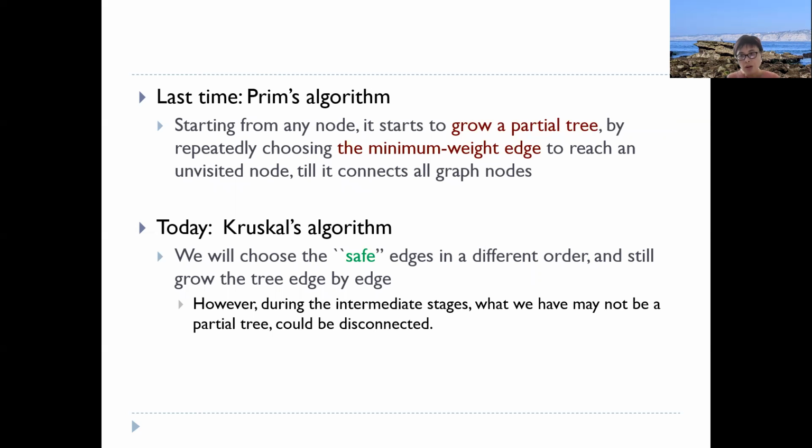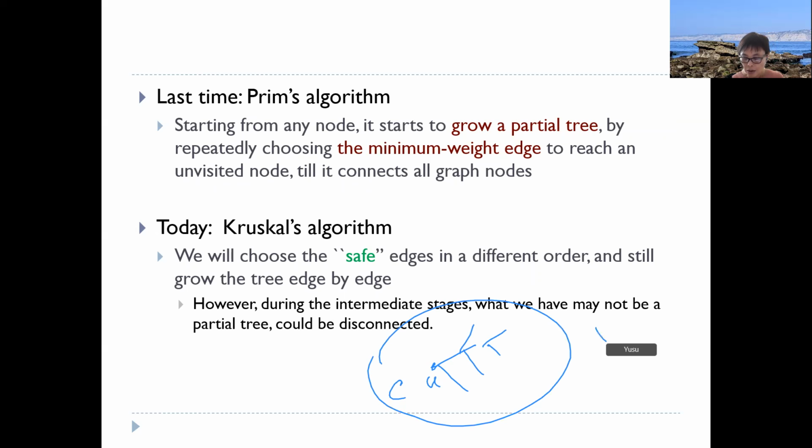In Kruskal's algorithm, the way we choose the safe edge will be different from Prim's algorithm. Let me draw a picture here for Prim's algorithm. You start from a node, and then you grow a partial tree. At any moment, there are nodes you already visited and a bunch of nodes you have not visited, and you find the min weight crossing edge.